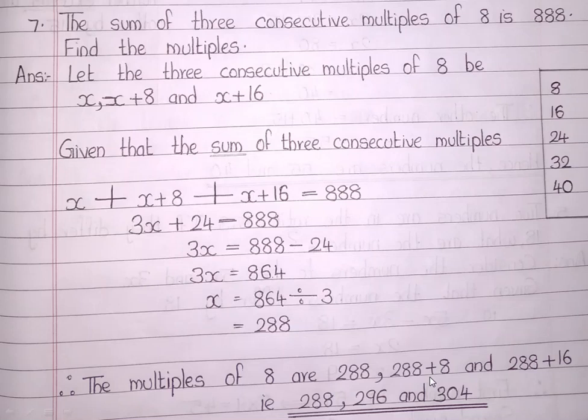So what will be the next multiple? You have taken the next multiple as x plus 8. It is 288 plus 8, and the third multiple will be 288 plus 16. So the answer is 288, 296 and 304. Clear?